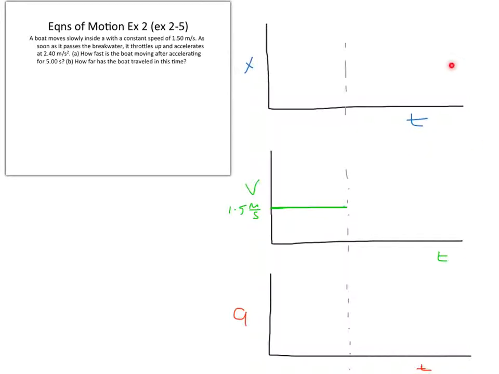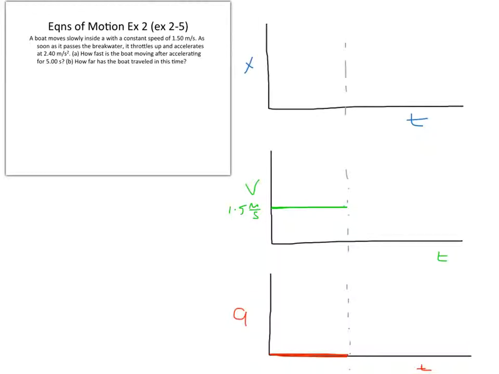So if it's got a constant velocity, that means that the acceleration is what? A constant velocity. The acceleration is 0, right? So for that period of time, however long that is, we're going to have a flat line at the 0 y value on the acceleration versus time graph.